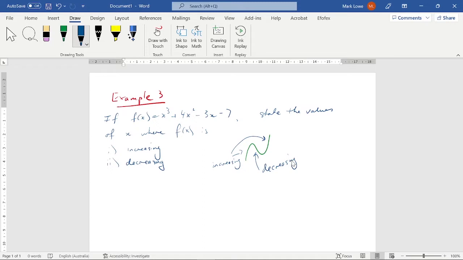So we want to find those stationary points. That's the first thing we need to do. Our stationary points occur when our derivative, f dash of x, is equal to 0. So that's our first step. We need to find the derivative and let our derivative equal 0.